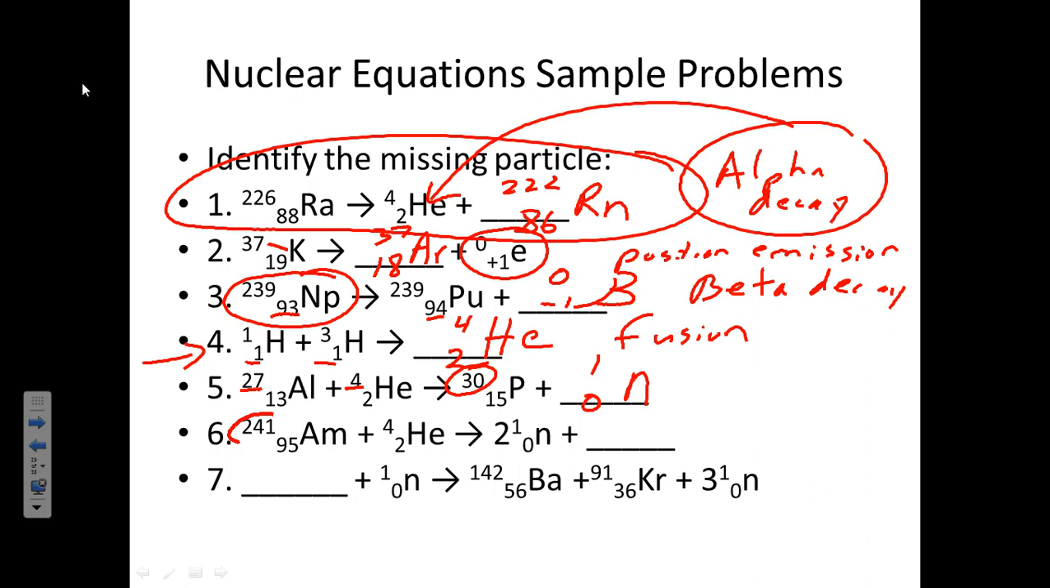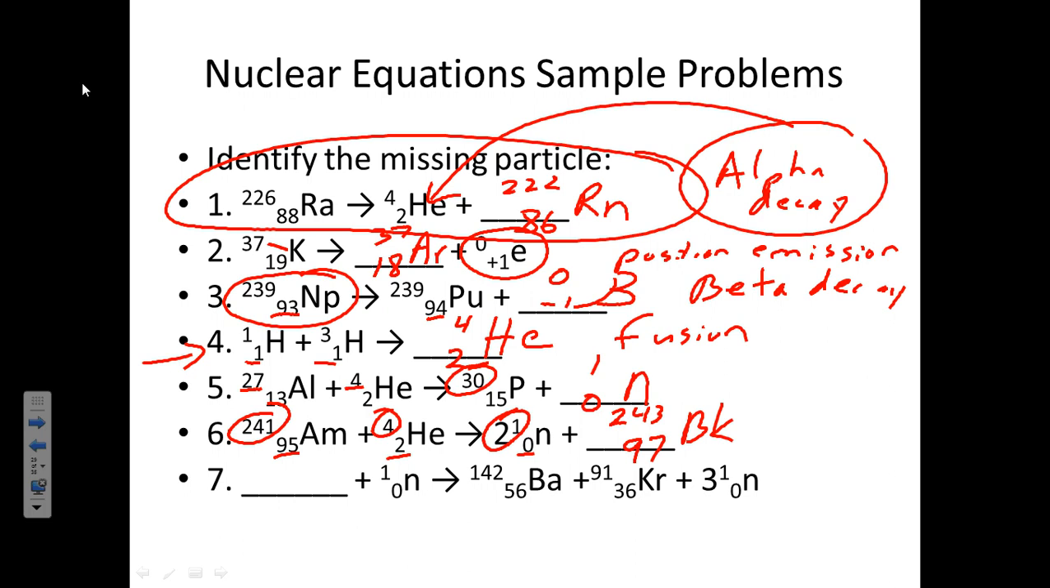Down here we have 241 and 4, so 245. This is shooting out 2 neutrons, so that's 2, which means this has to be 243. 243 plus the 2 from the neutrons. Here we have 97 on this side, 95 plus 2. We've got 0 down here, which means this has to be 97. We look up element 97 in our periodic table, and that is the element berkelium. Berkelium or berkelium. Yep.